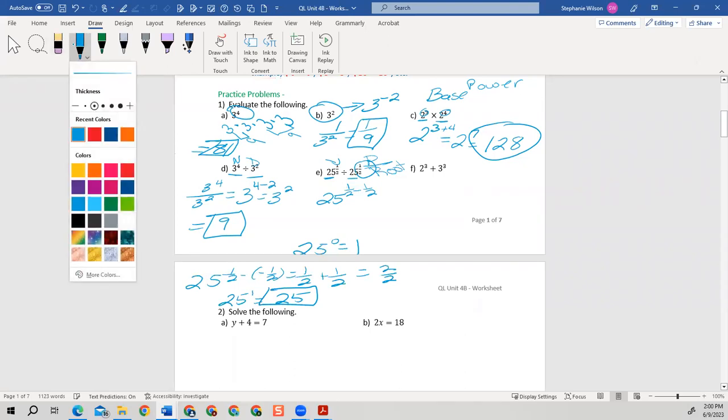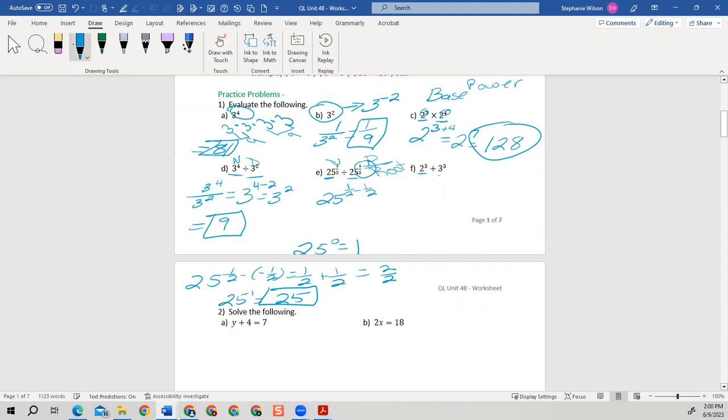Now let's do F. F says we have 2 cubed plus 3 cubed. Well, here we go. We do not have like bases, so we can't put them together. So 2 cubed is 8. 3 cubed is 27. We add them up, we get 35.